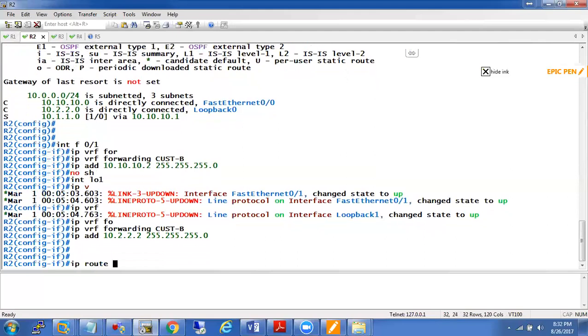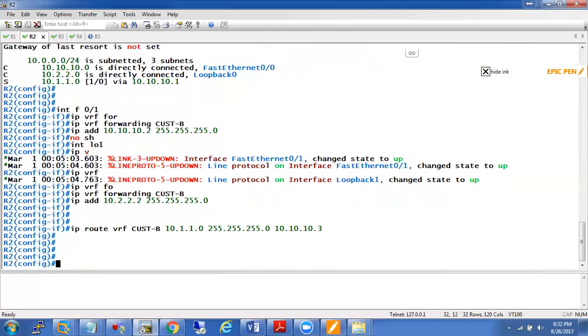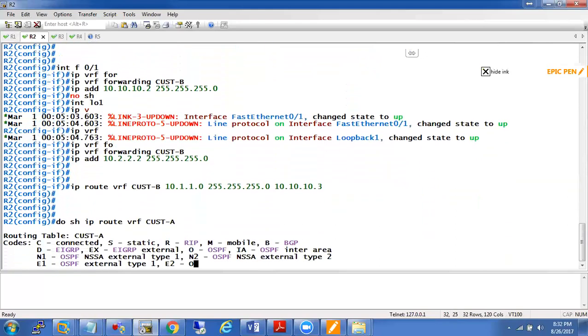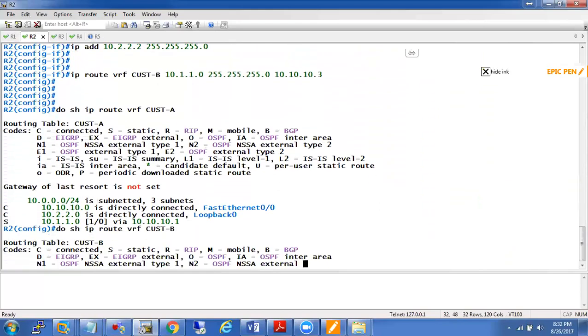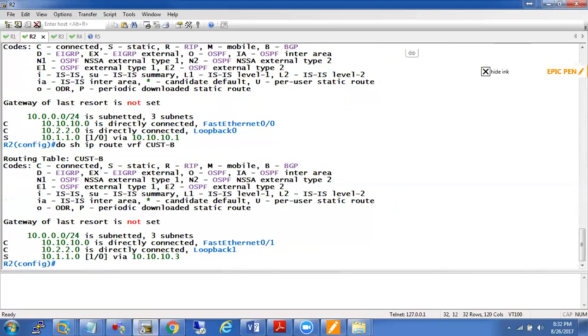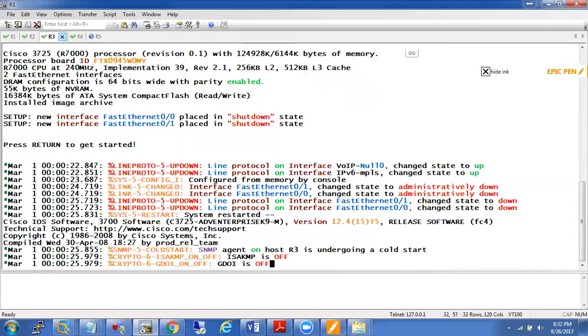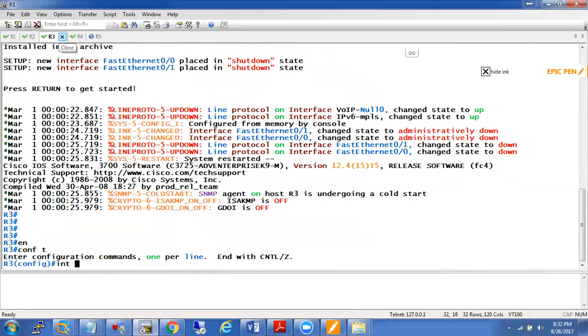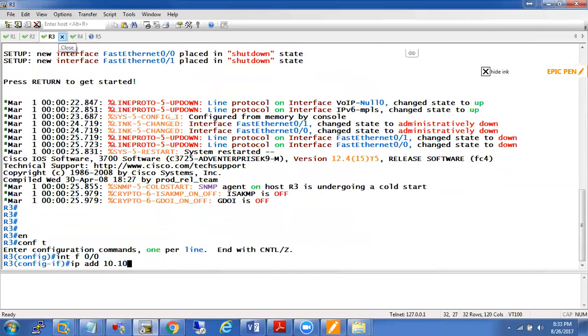Good. And an IP route for cost B, 10.1.1.0, which is behind R3, pointed towards 10.10.10.3. 10.3 is not configured yet, but it should be soon. Cost A and cost B. 10.10 is the same, 10.2 is the same, 10.1 is the same. It's just the next hop for 10.1 is 10.10.10.3. So router 3. This one is not aware of any VRF, so it just does it normally.